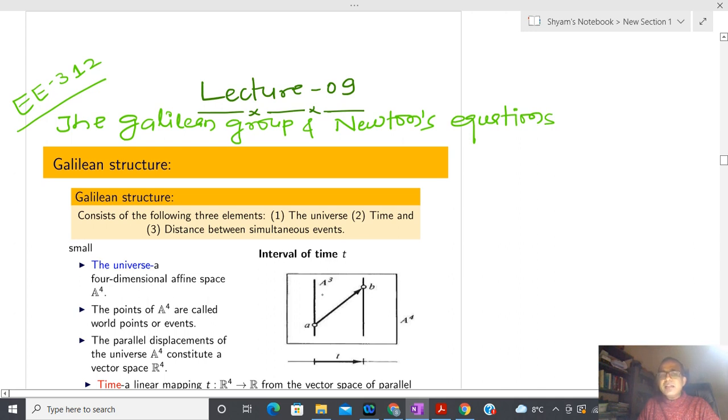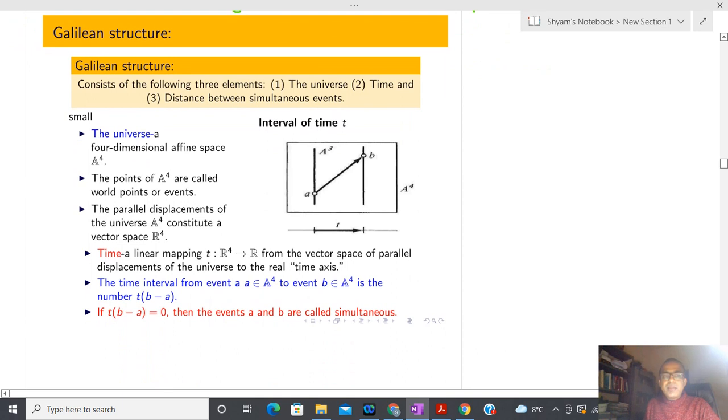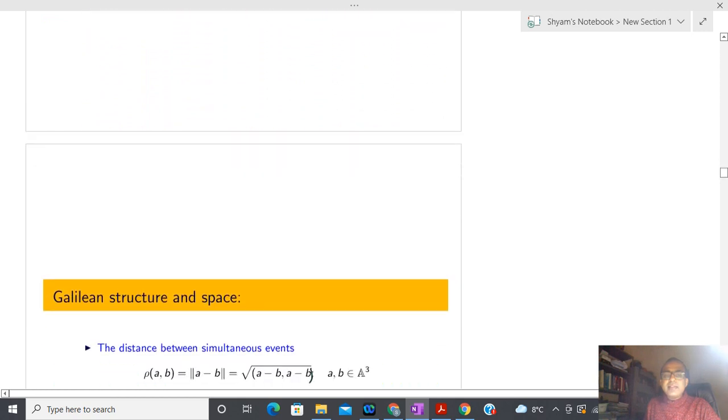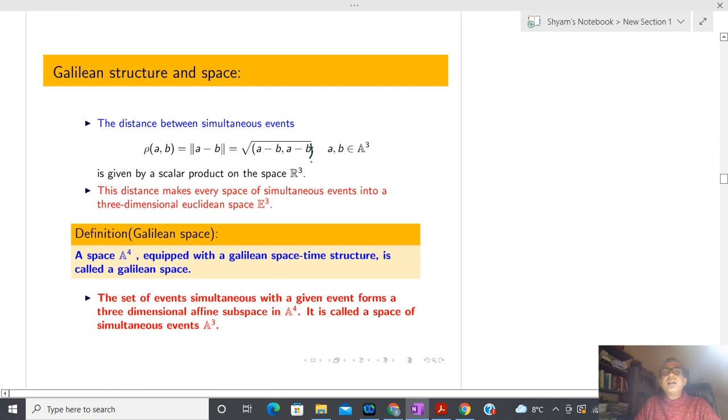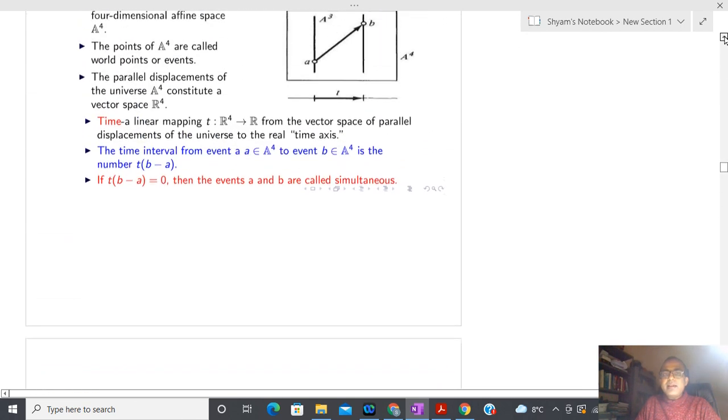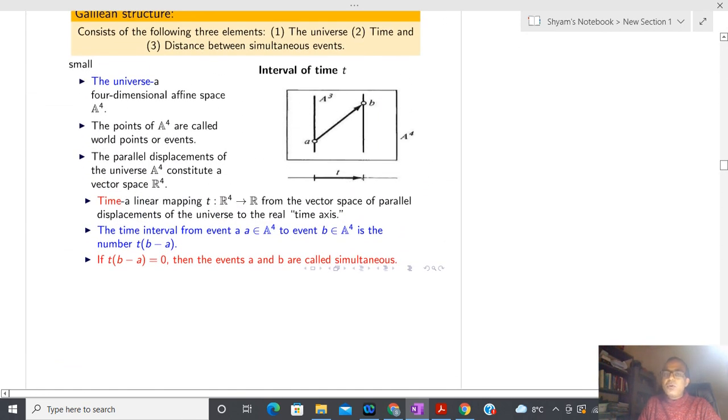And with the help of distance, we can define some kind of space where distance is also there. I have already discussed these kinds of things. I have discussed the universe, I have discussed the time, and after that I have discussed the distance between simultaneous events. I have told you that since we are in A3, all events are occurring in A3. And time just progresses in the forward direction.